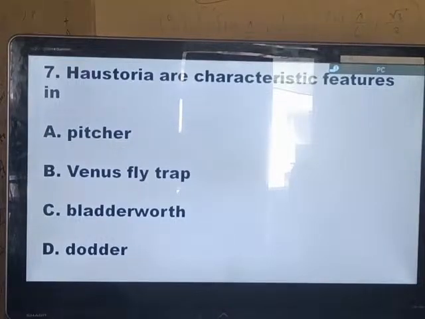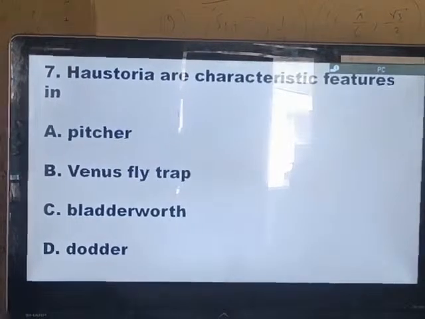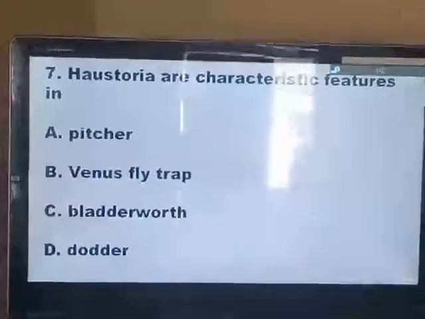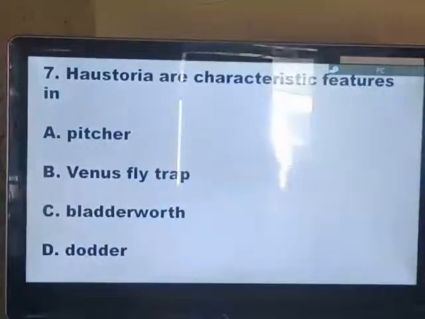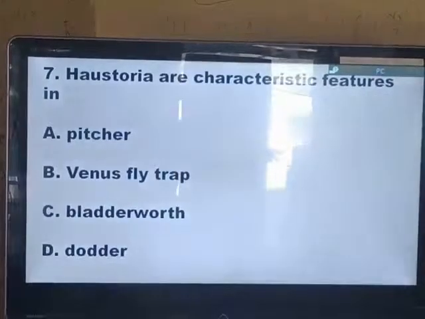And out of these options, even from the previous example, number 6, I mentioned that pitcher plant is an example of a carnivorous plant. Bladderwort, which is option C, is also a carnivorous plant. Venus flytrap is also a carnivorous plant. The only one out of options A to D here that is a parasitic plant is dodder plant. So the correct answer for number 7 is dodder plant. So anywhere you see haustoria, they are parasitic features present in parasitic plants like dodder or Cassytha. Let's go to number 8.